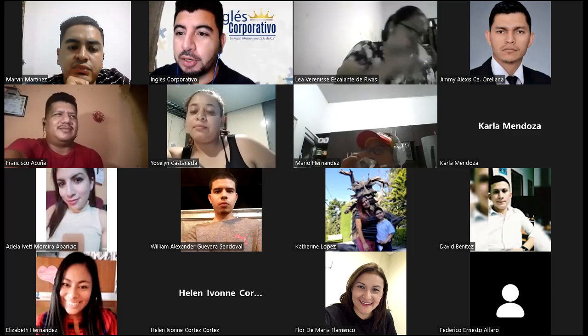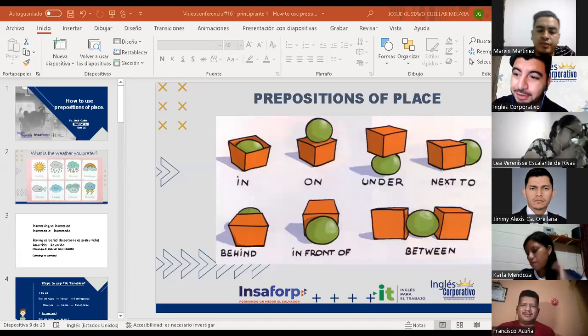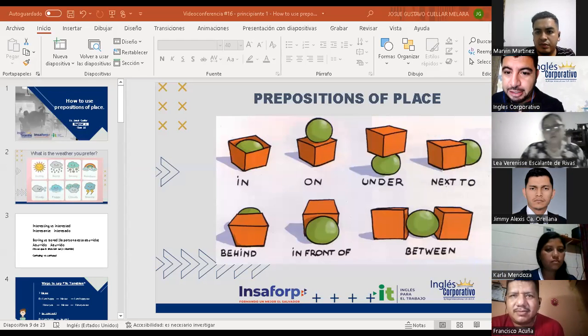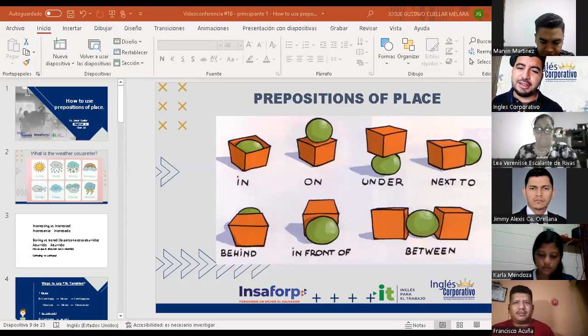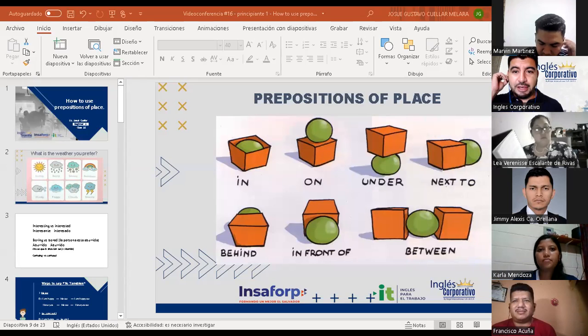Okay, continuamos ahora con prepositions of place. Y estas palabras son fundamentales para la actividad que vamos a hacer a continuación. In significa adentro. Hey, teacher, pero no, usted nos ha dicho que in significa en. Yes, significa en. Por ejemplo, I play soccer in the park. No hay problema, juego fútbol en el parque. Pero en este caso, in significa adentro.